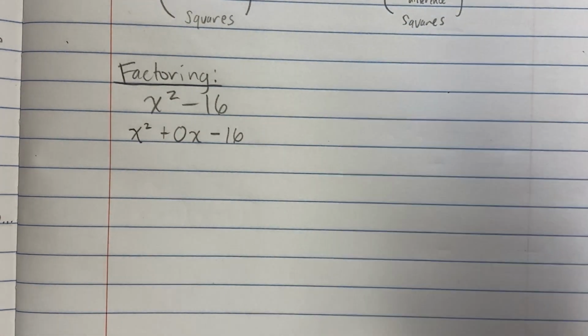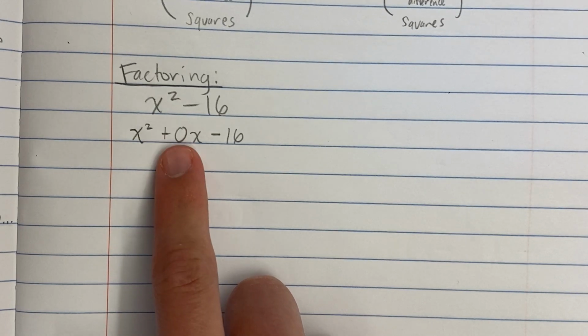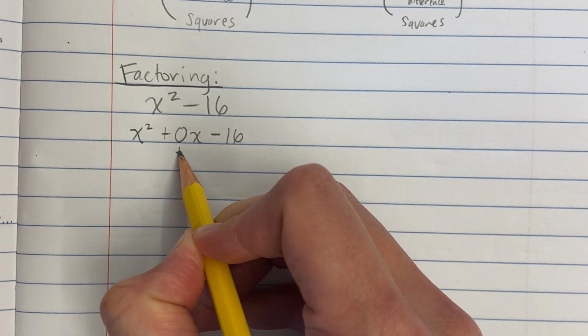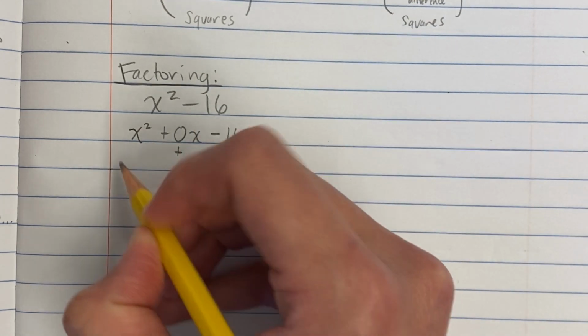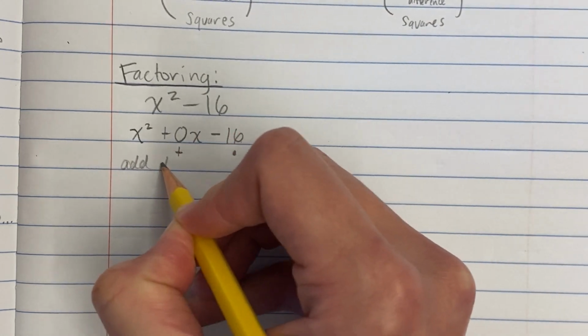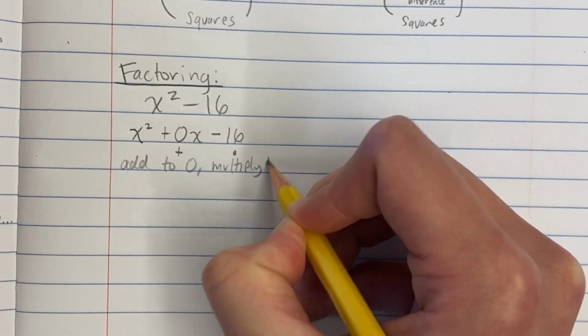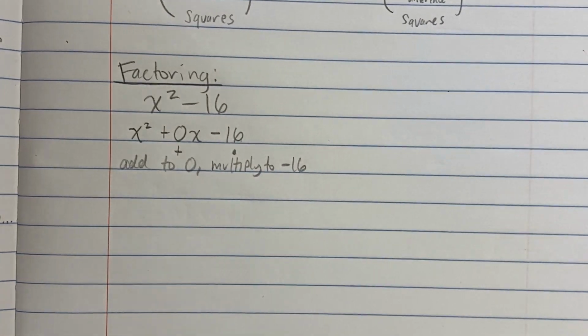So then I can use the same rule I've been using, which is I need 2 numbers that add to this and multiply to this. So I need 2 numbers that add to 0 and multiply to negative 16. What kind of numbers would those be?